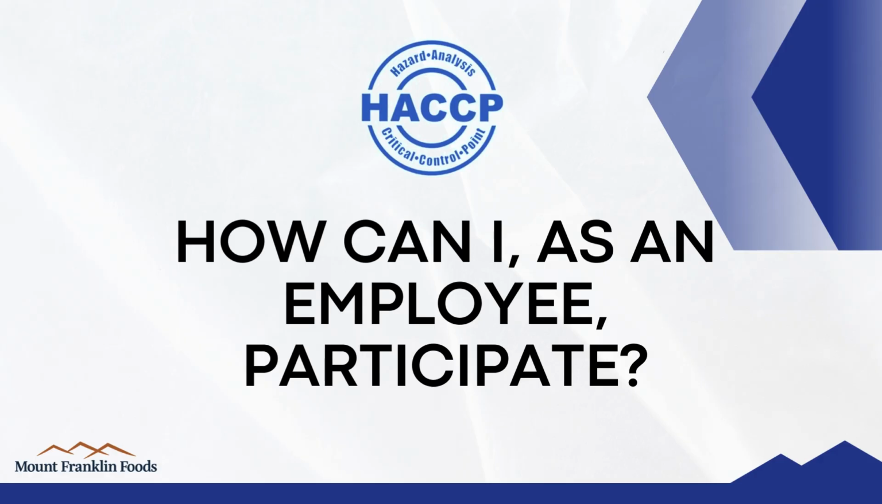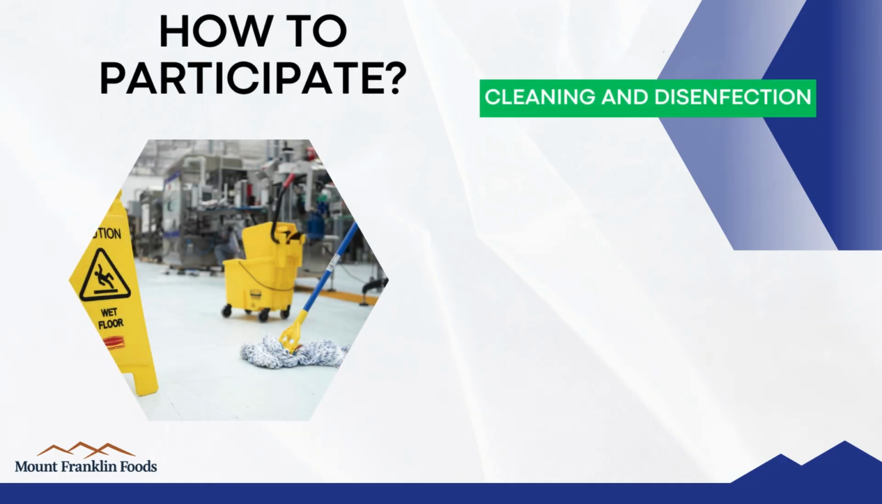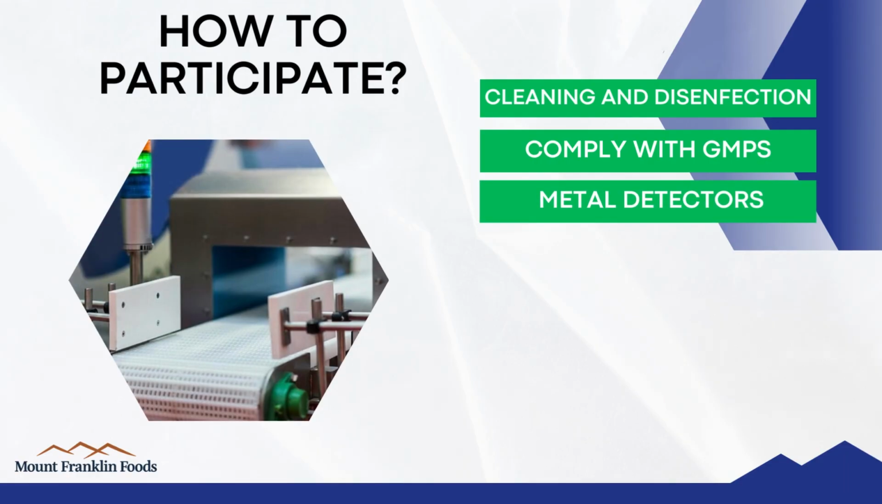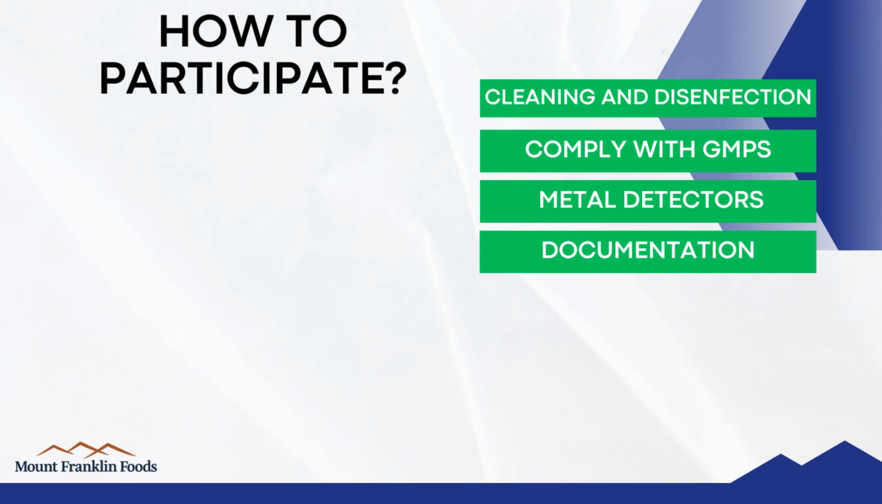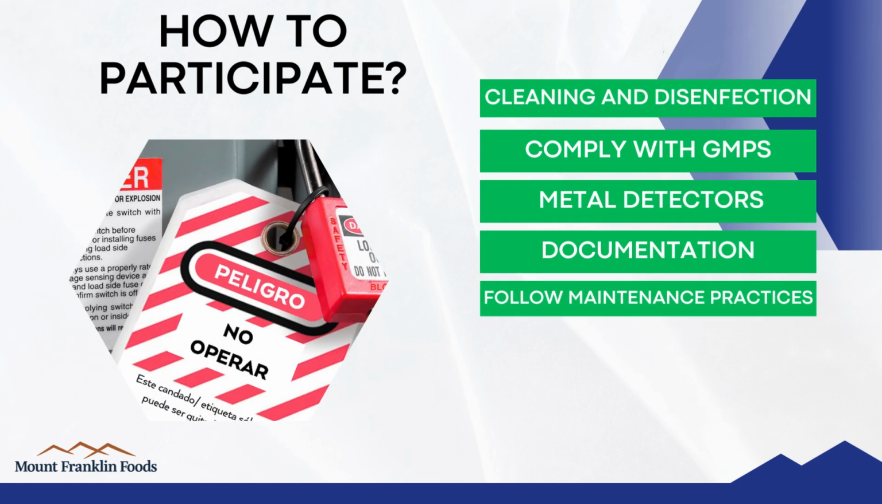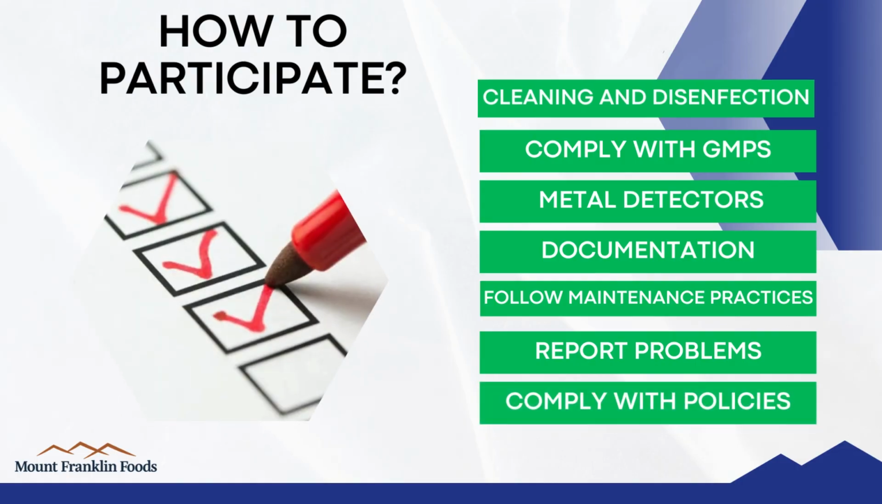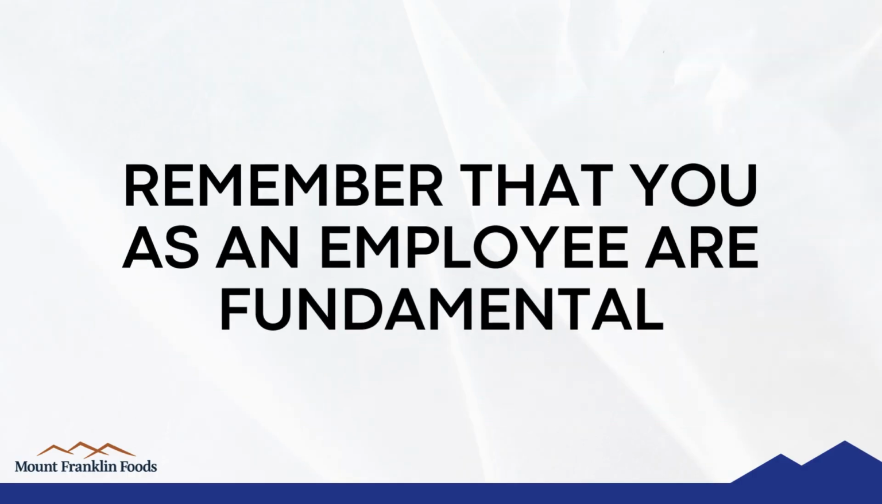How can I as an employee participate in HACCP? Follow cleaning and disinfection procedures. Comply with good manufacturing practices. If you are responsible for metal detectors, follow the procedure for verification and testing. Fill out the documents cleanly and correctly. Follow maintenance practices. If you detect a problem with product safety and quality, report to your supervisor. Comply with established company policies related to product quality and safety. And remember that you, as an employee, are fundamental to the quality and safety of our products.